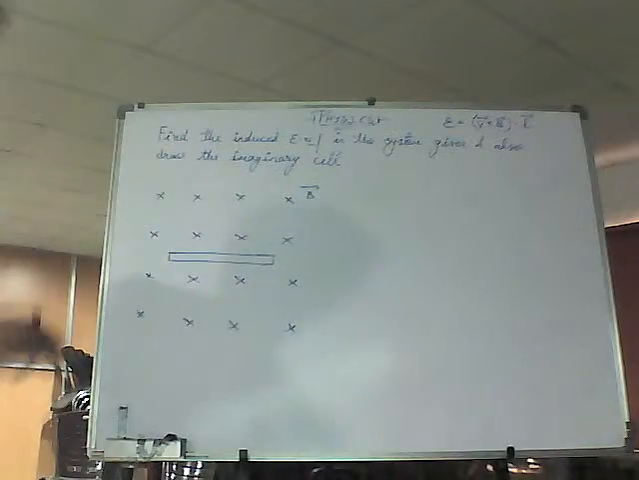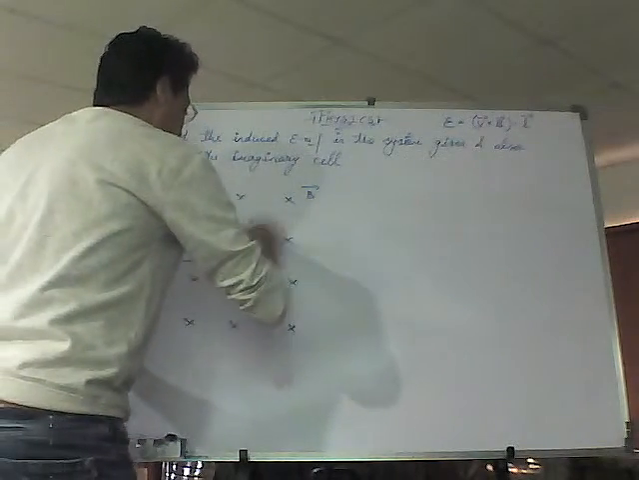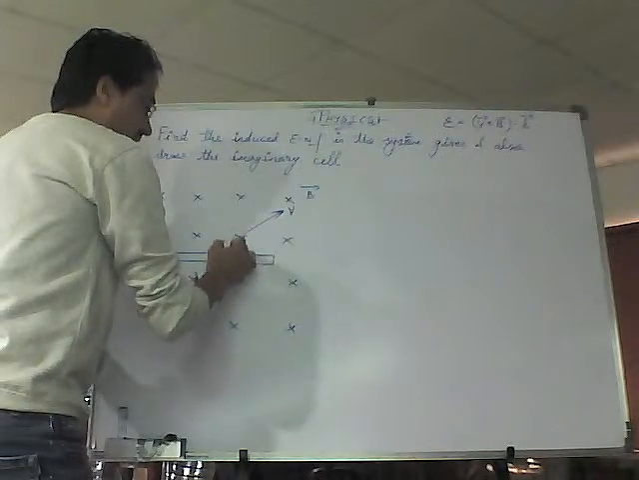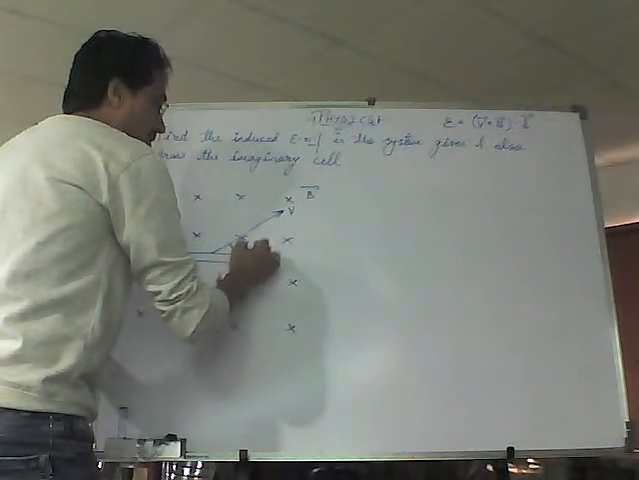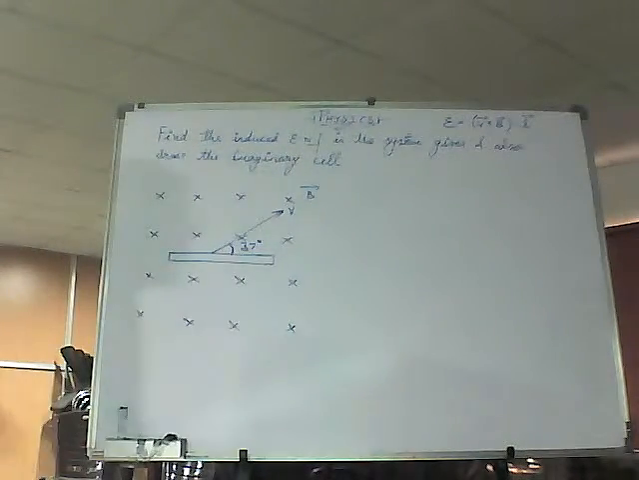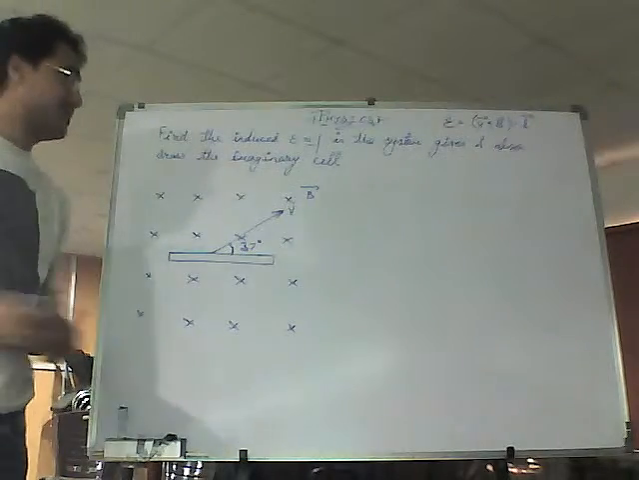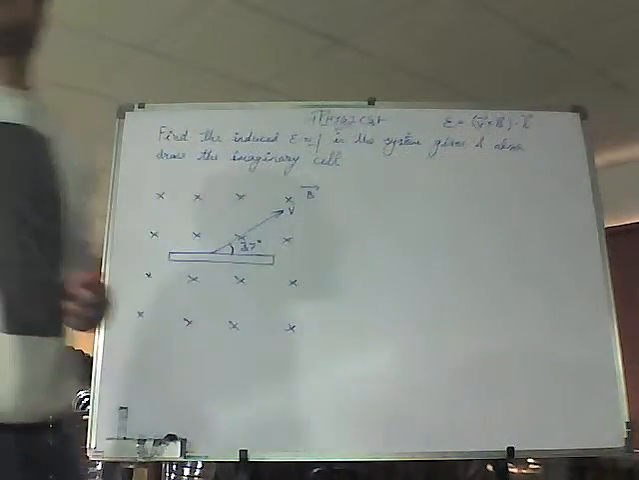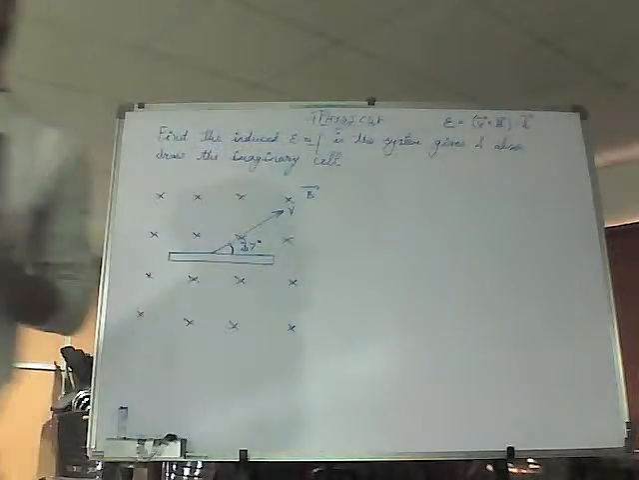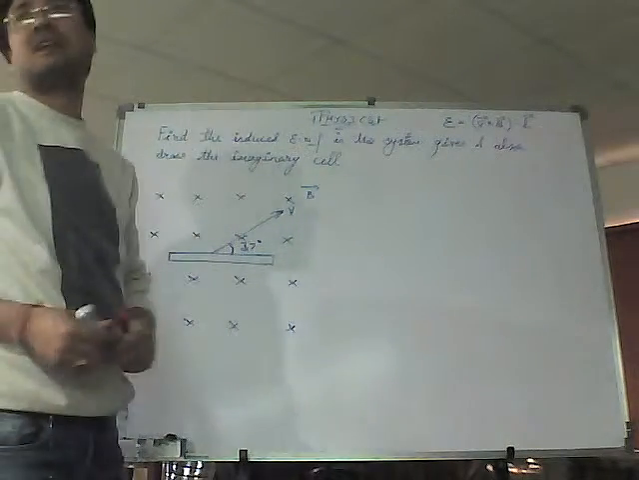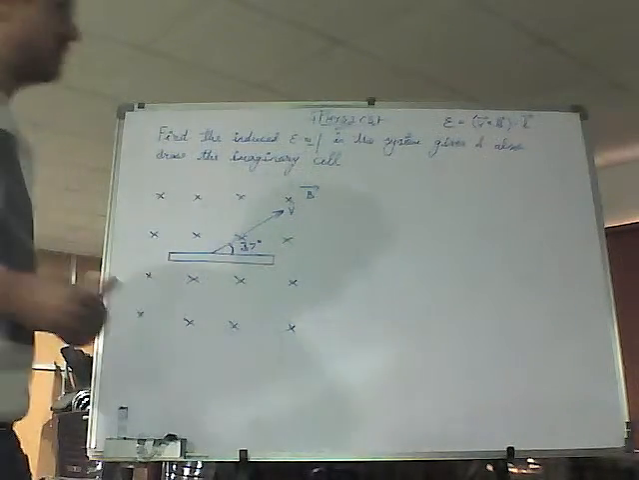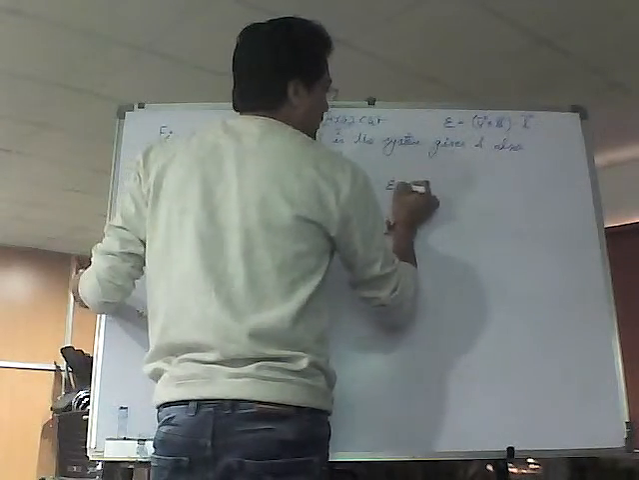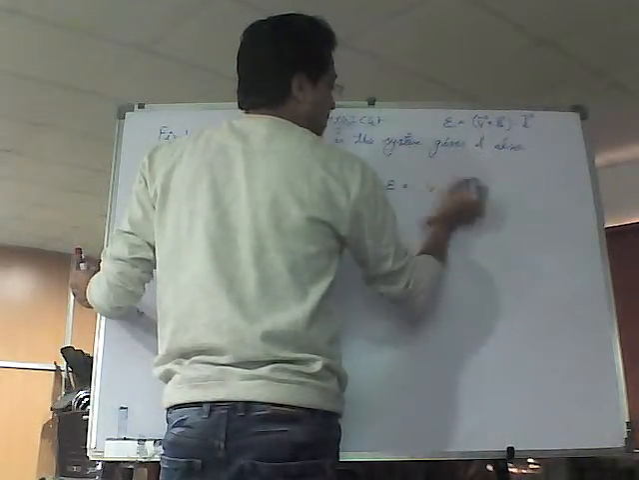But it is now being moved with a velocity v at an angle of 37 degrees. This is being moved with the velocity v in such an angle. ये rod ऐसे करके move किया है at an angle of 37 degrees. We need to find out the induced EMF and draw the imaginary cell. So starting it, EMF E would be V cross B.